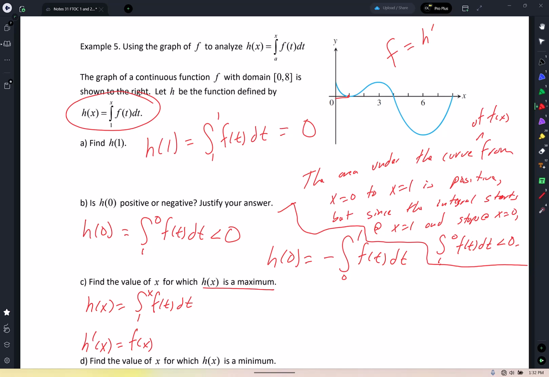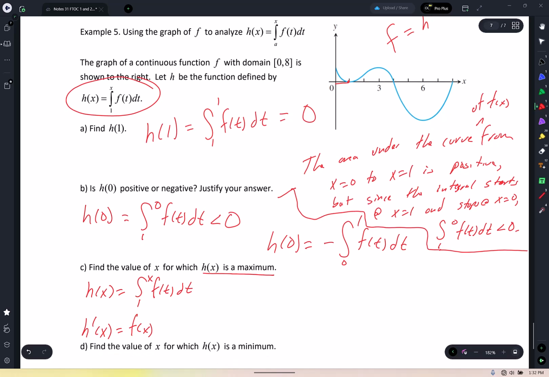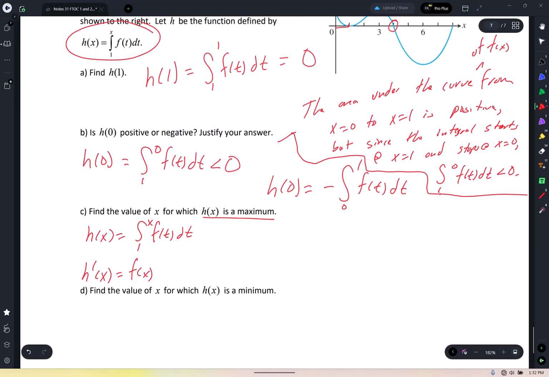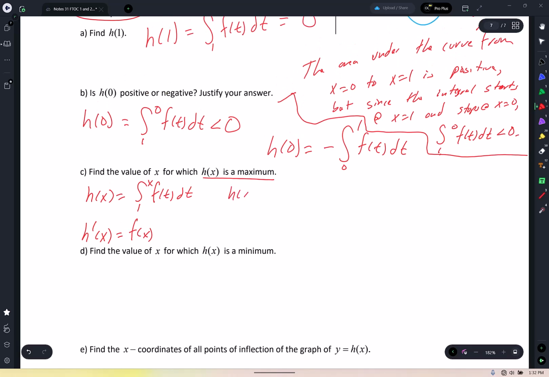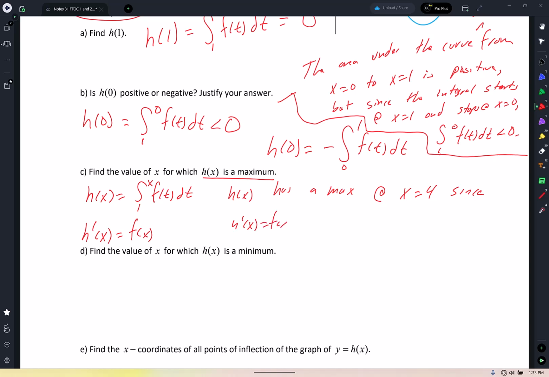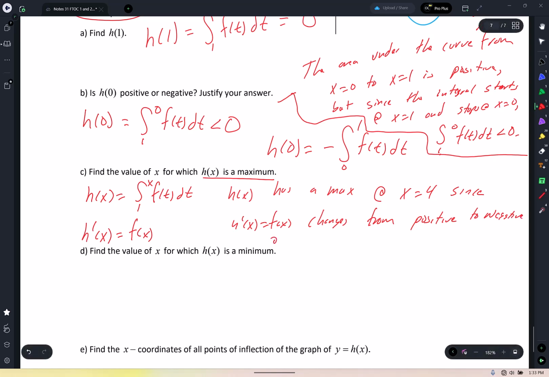Because that's a derivative graph for h, where does h have a max? At what number? At 4. No, we're almost done. No yawning. That's at 4, guys. So there it is. I'm going to write: h of x has a max at x equals 4 since h prime of x equals f of x changes from positive to negative at x equals 4. Full credit.